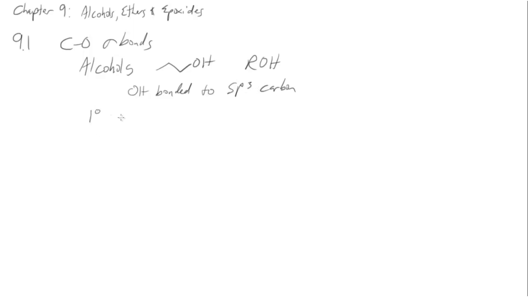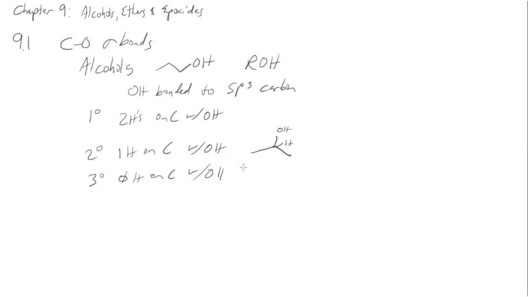We can have primary alcohols, where there are two hydrogens on the carbon with the OH. That's the example I showed above, a primary alcohol. You can have a secondary alcohol where there's one hydrogen on the carbon with the OH. This would be a secondary alcohol, so there's one hydrogen here. And you can have a tertiary alcohol. There are zero hydrogens on the carbon with the OH. And that would be a tertiary alcohol.